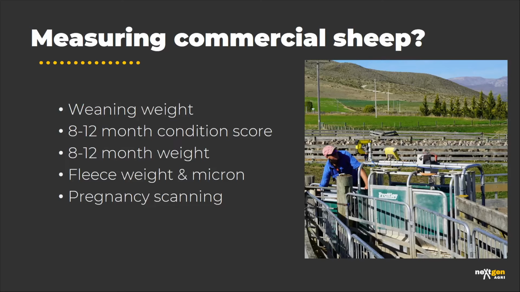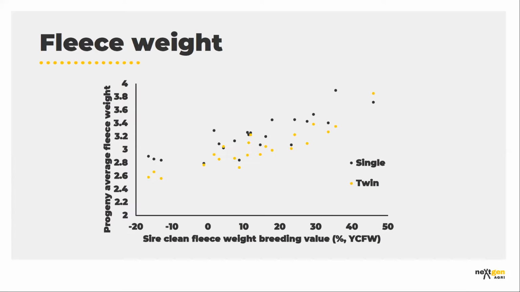But whatever you're doing, you need to make sure we're actually trying to select on genes rather than what we can see or measure, because at every hurdle there are environmental impacts happening, and we often need to make sure we take them into account. I've got 3 graphs coming up, and in each one the dots are a group of progeny from an individual sire, with the single-born progeny and the twin-born progeny pulled out, and in this case it's average fleece weight.